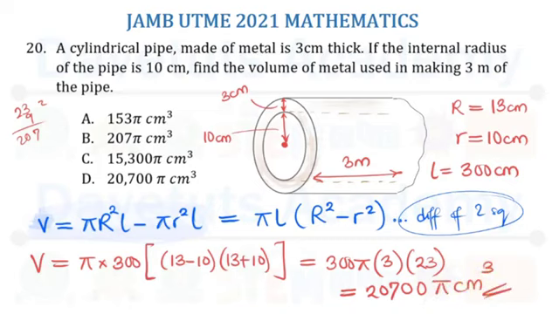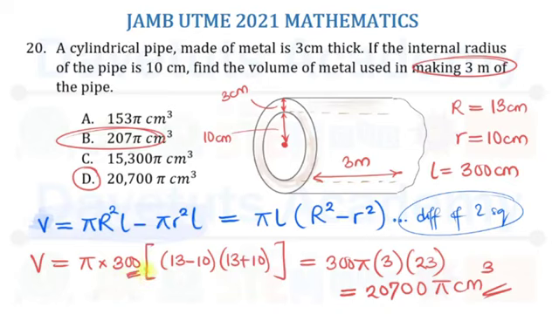And looking at the options, you can see that one of the options corresponds directly to that, and that is option D. Now, a key note here for students: if you forgot to convert 3 meters to centimeters, you would have gotten B, which is 207 pi, because these two zeros are missing. That's why you would have gotten that, but it's not supposed to be. Your correct answer here should be option D.